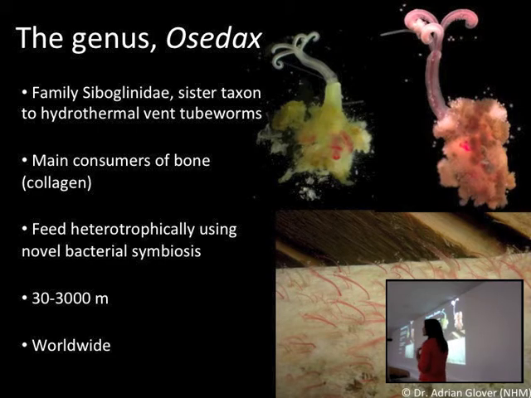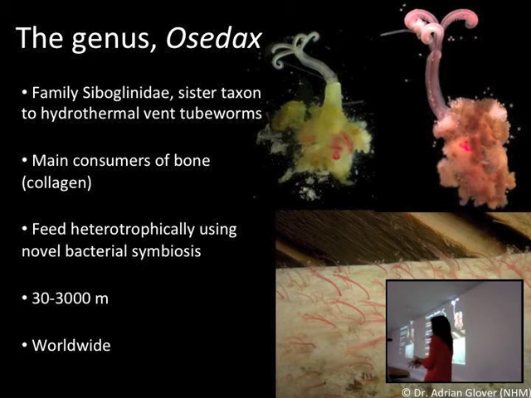So Osedax are a type of siboglinid worm. So they're most closely related to hydrothermal vent tube worms, so the big ones with the big red plumes. And as I said, they come in the third stage of whale falls and live on the bones, as you can see here. So this is an adult specimen, and you've got this trunk here, which tends to diverge into these four very beautiful palps, which are used to extract oxygen from the water column. Then you've also got the oviduct, which shoots their eggs out into the water column.